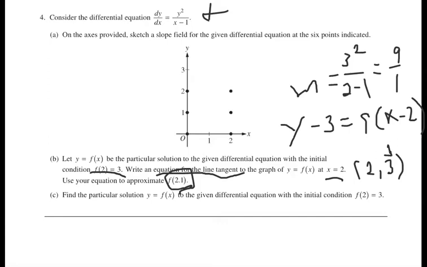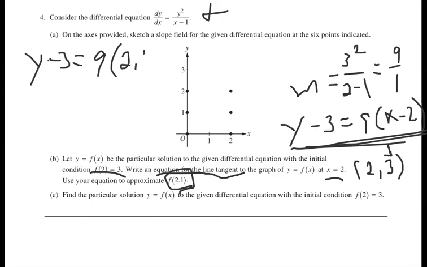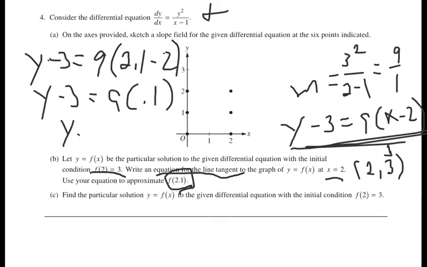And then it asks you to approximate if x is 2.1. So we are supposed to plug 2.1 into this tangent line right here. So I'm going to come up here to the left. Get y minus 3 equals 9 times 2.1, plugging that value in, minus 2. So y minus 3 equals 9 times 0.1. I'm going to add my 3 over, and that's going to be plus 0.9, which will give me 3.9. So my approximation is 3.9 for that problem. That's part B.